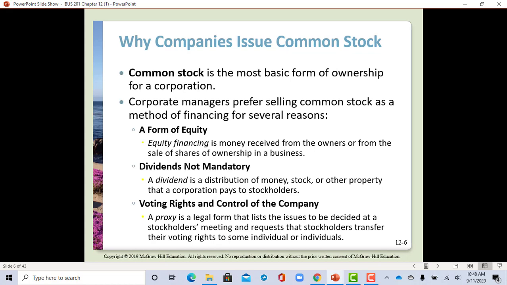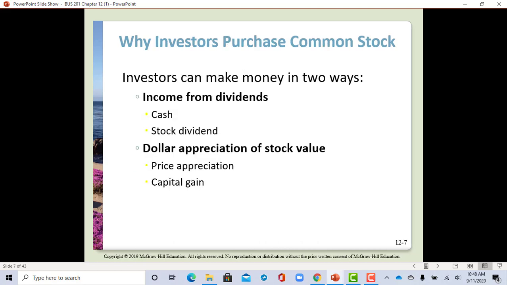Corporations prefer selling common stock as a method of financing for several reasons: a form of equity, dividends not mandatory, and voting rights in the control of the company. Dividends keep stockholders happy. They are only paid from profits. If a company didn't have profits, there will be no dividends.